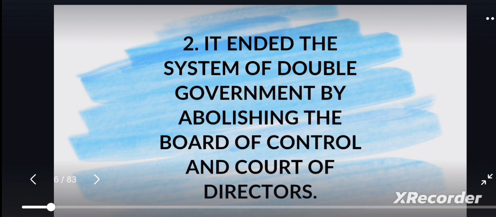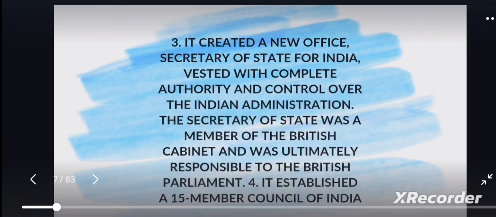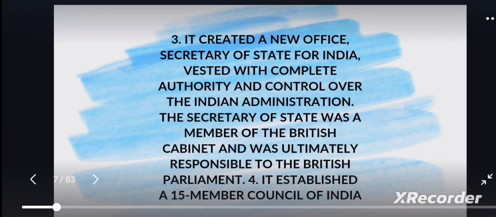It ended the system of double government by abolishing the Board of Control and the Court of Directors. It created a new office, Secretary of State for India, vested with complete authority and control over the Indian administration. The Secretary of State was a member of the British Cabinet and was ultimately responsible to the British Parliament.